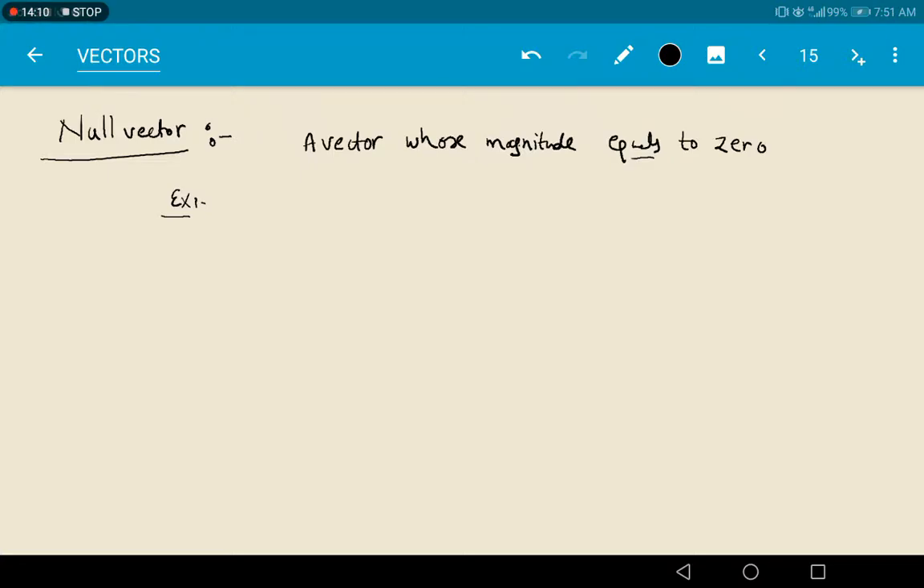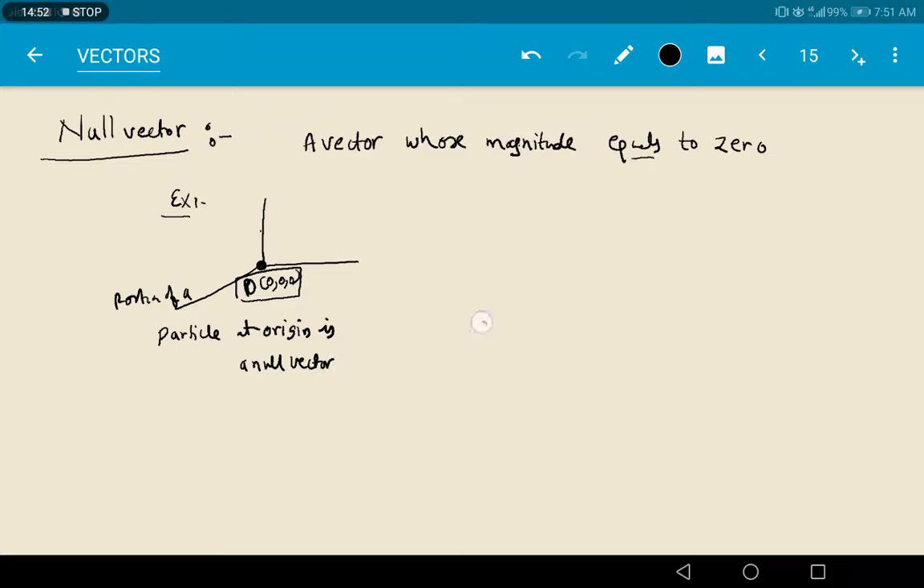Where will it exist? Let us take a point at origin. So what is the position of the point at origin? How can we represent it? 0, 0, 0. That means its position with respect to x-axis, y-axis, z-axis is 0. That's why I can say its position vector is 0. That means the position of a particle at origin is a null vector.